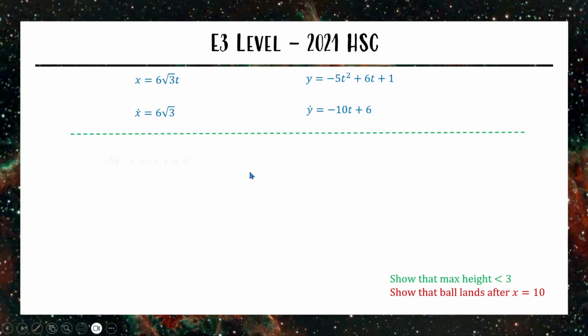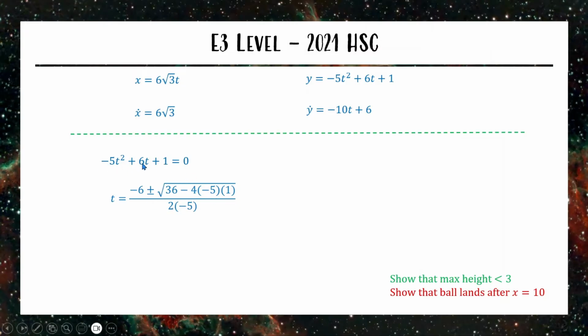Setting our vertical displacement equal to 0 up here. Okay, trying to see when it lands. We have a pretty scary looking quadratic here. We can times everything by -1 if you want to, or you can just dive straight into the quadratic formula. We have negative b out the front, plus minus root 6 squared minus 4 times a times c. Then underneath we have 2 times a.